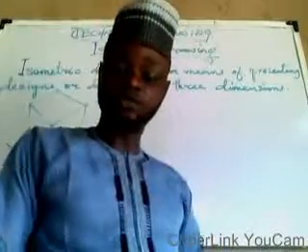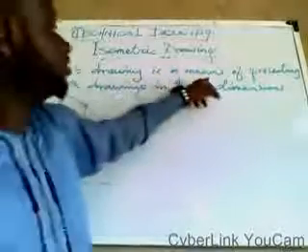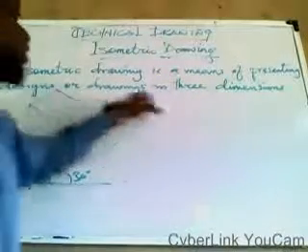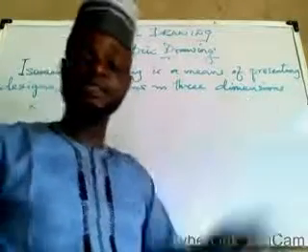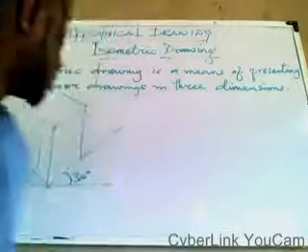So before we move on, let us try to define isometric drawing. What is the meaning of isometric drawing? Isometric drawing is a means of representing designs or drawings in 3 dimensions. It simply means the representing of designs or drawings in 3 dimensions. What do I mean by 3 dimensions?